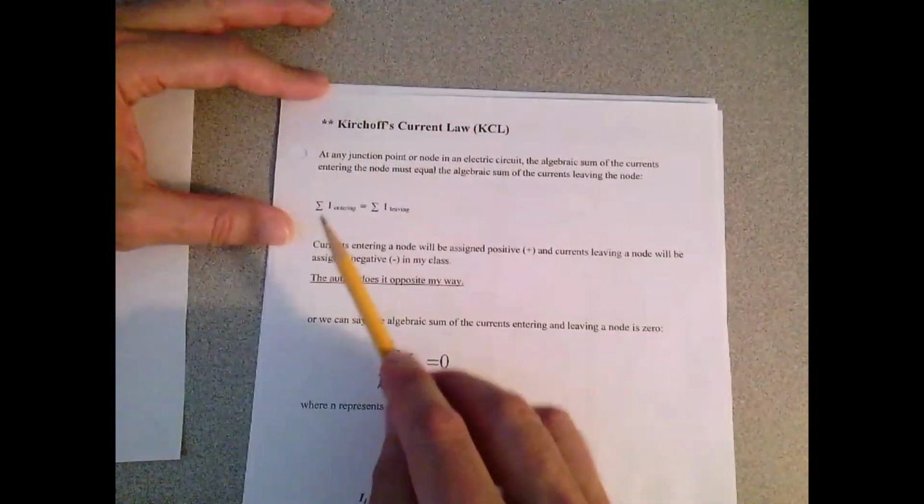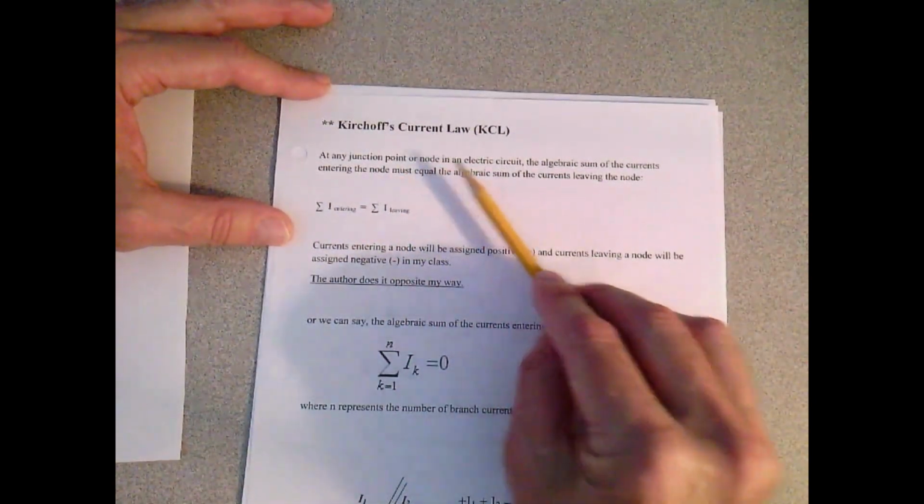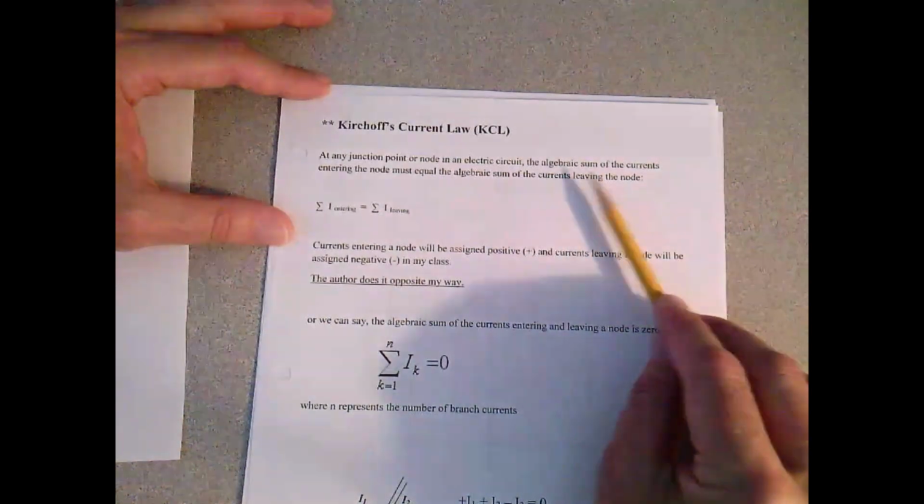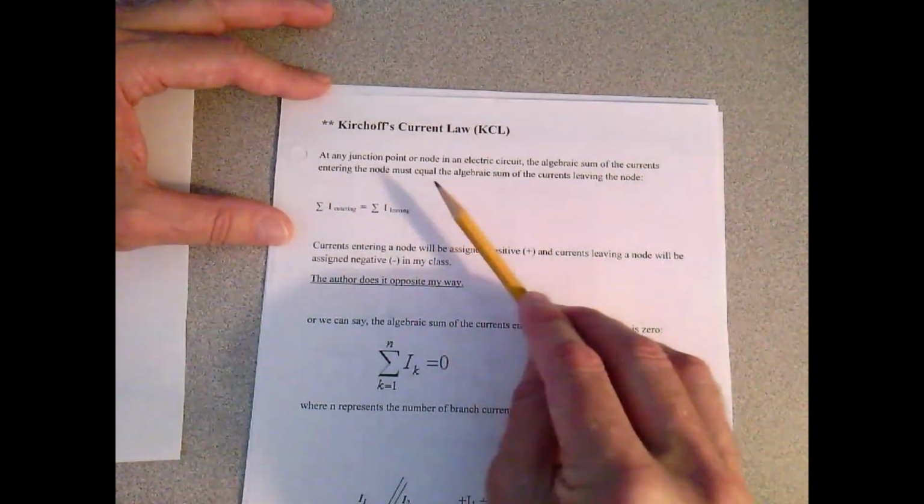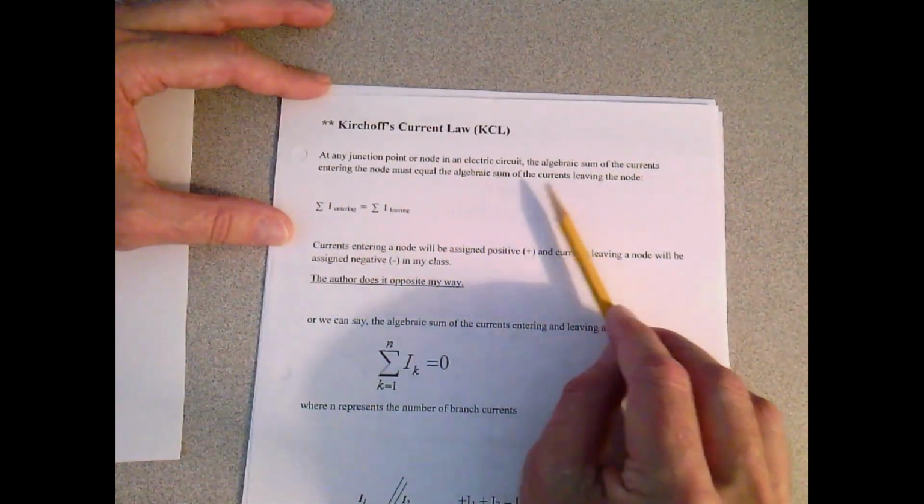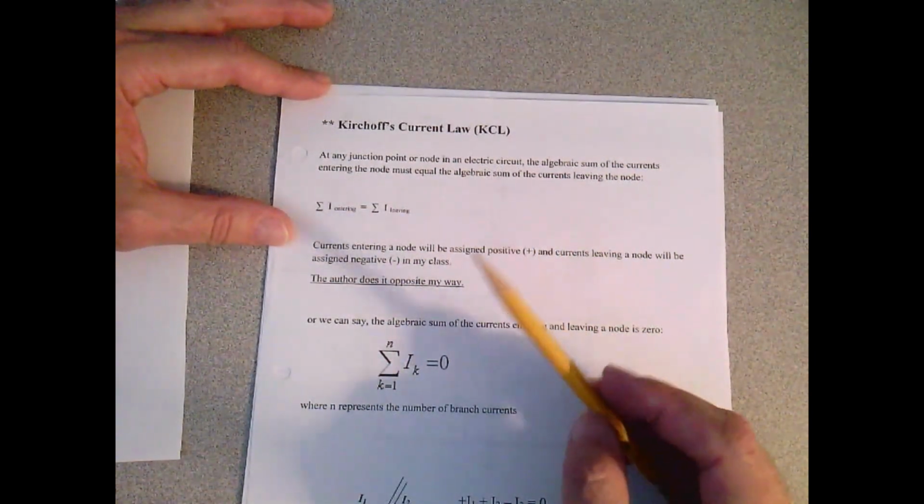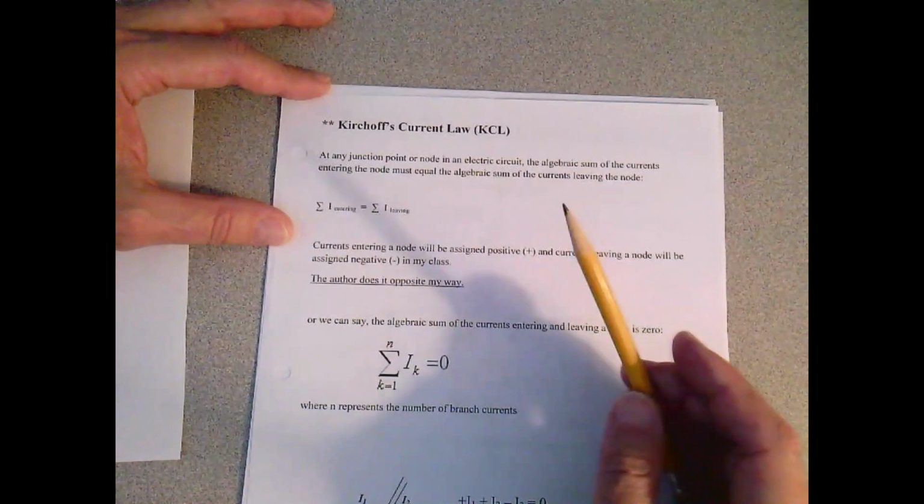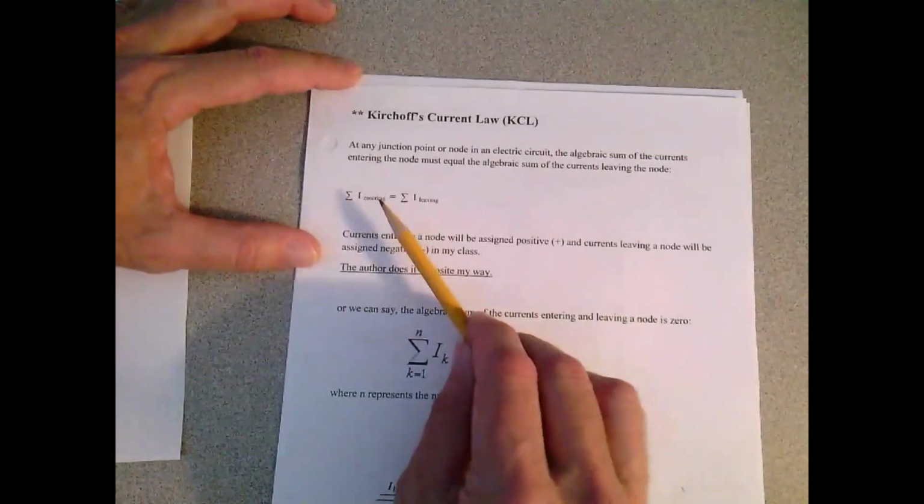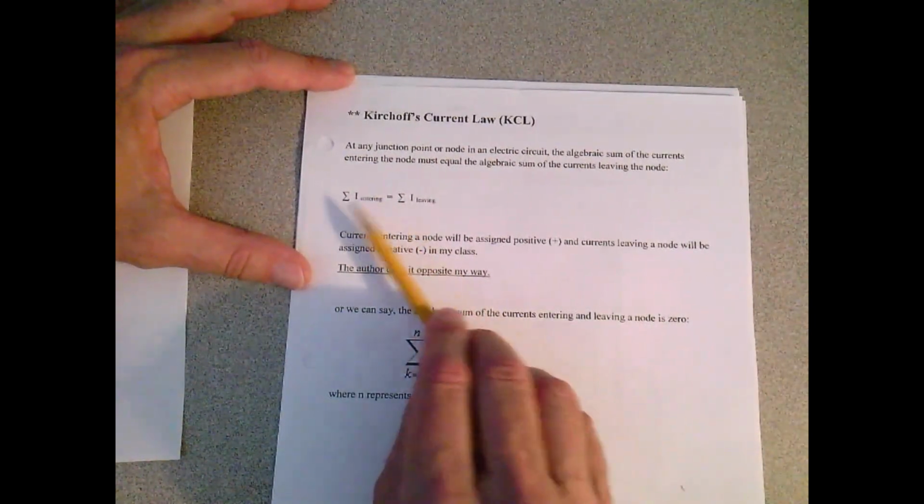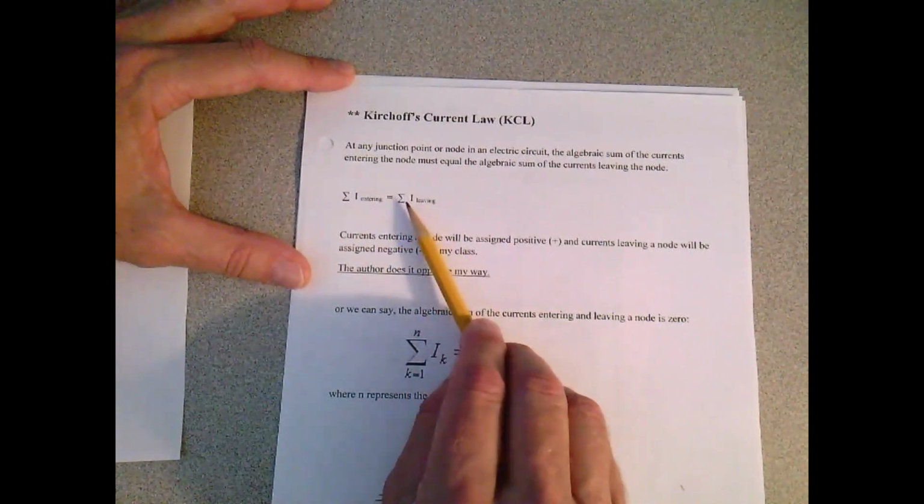Let's discuss it. At any junction point or node in an electric circuit, the algebraic sum of the currents entering the node must equal the algebraic sum of the currents leaving the node. Think of that. If you take a point in an electrical circuit, any currents coming into that point has to equal the currents coming out. And it can be shown mathematically this way. The currents entering have to equal the sum of the currents leaving.